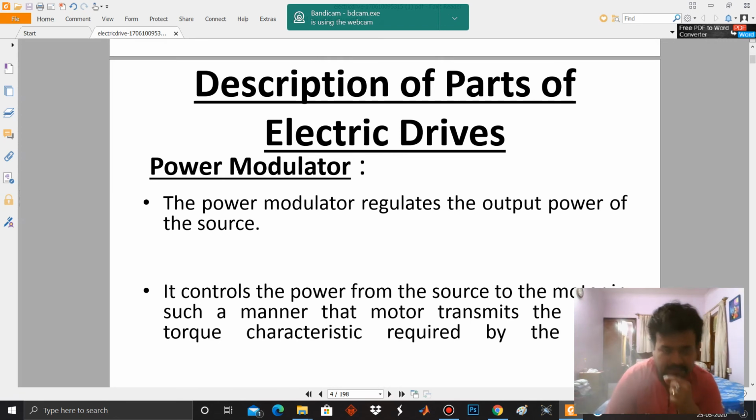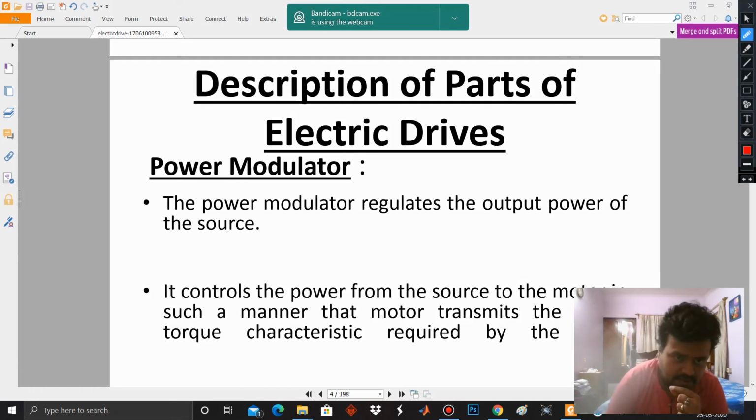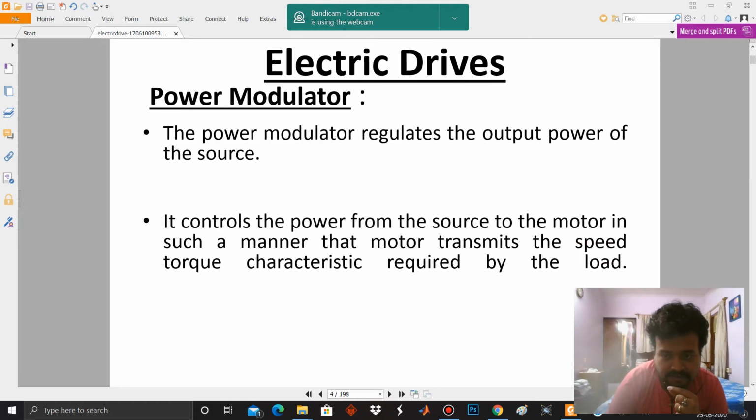So let us come to the different parts of electric drives. So the power modulator. The power modulator regulates the output power of the source. So it is basically a regulator. It controls the power from the source to the motor in such a manner that the motor transmits the speed torque characteristics required by the load.